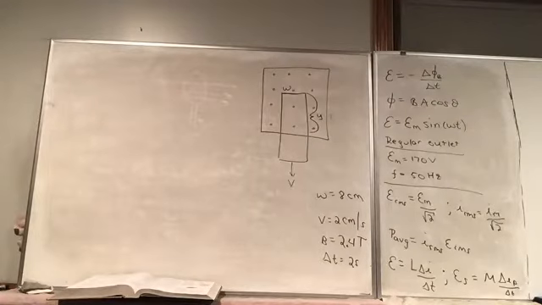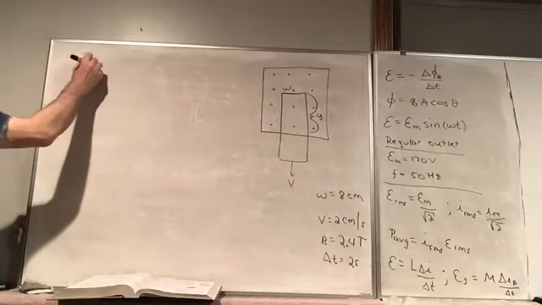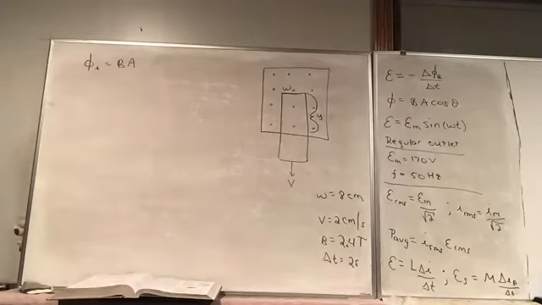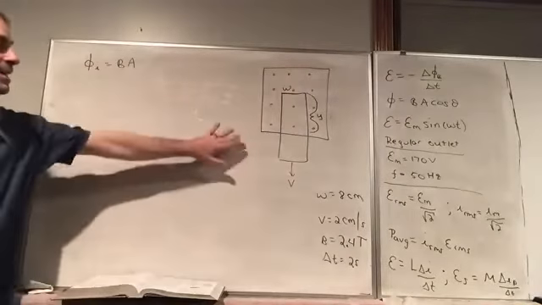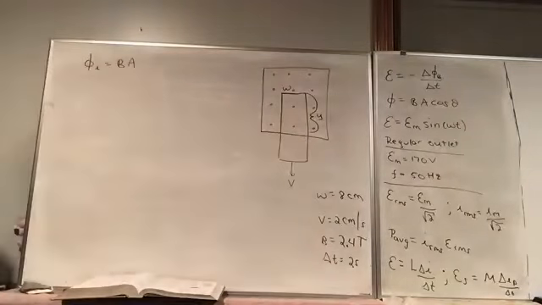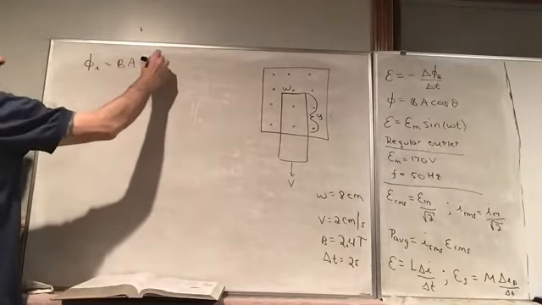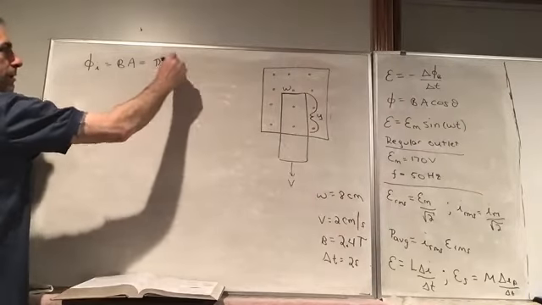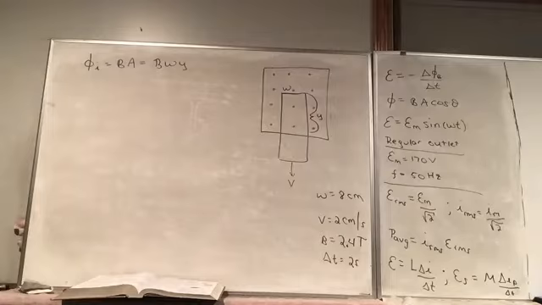So right now we can say that the initial flux is going to be just the magnetic field times the area that's in the magnetic field. It's 0 outside, so we just ignore that part. So that would be B times W times Y. So that's the initial flux. Now we can't actually go any farther with that because we don't know what Y actually is. So that's it for that.